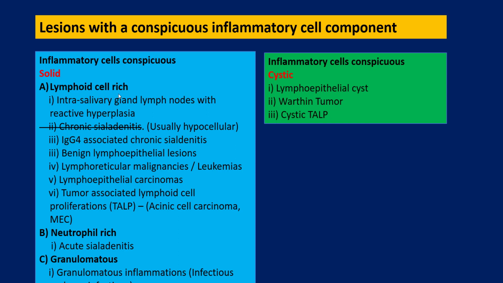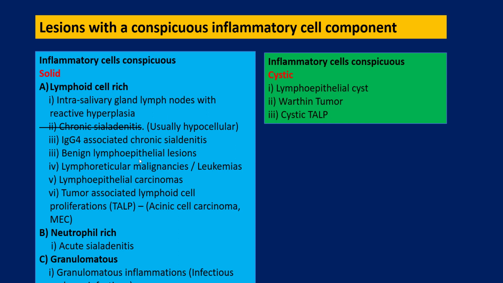The lymphoid cell rich lesions, the first one on your card, should be intrasalivary gland lymph nodes with features of reactive hyperplasia. Chronic sialadenitis, although it can show lymphoid cells, is usually hypocellular, and that's why I put a little cross mark over it so that you remember. We are seeing cases of IgG4 associated chronic sialadenitis. Salivary glands happen to be one of the glands which could be affected by IgG4 associated chronic sialadenitis. So we should keep that at the back of our mind.